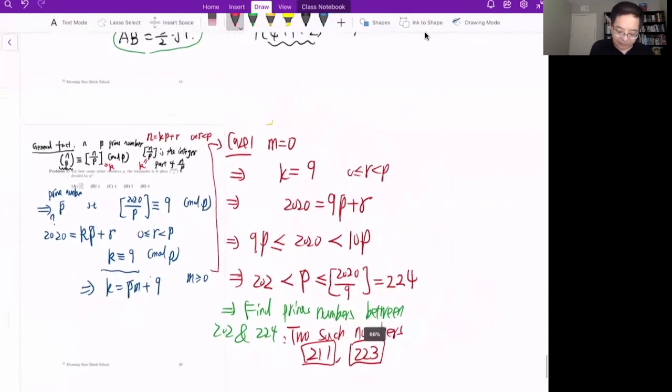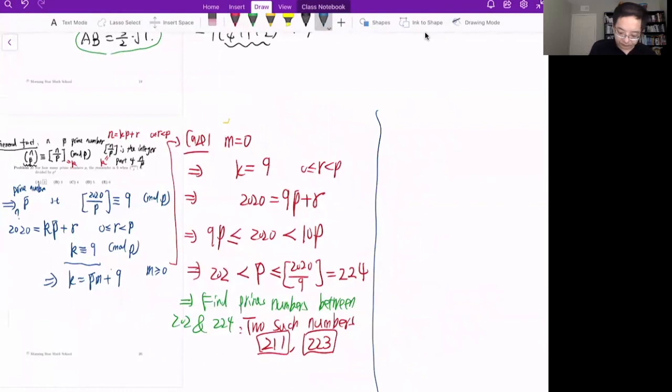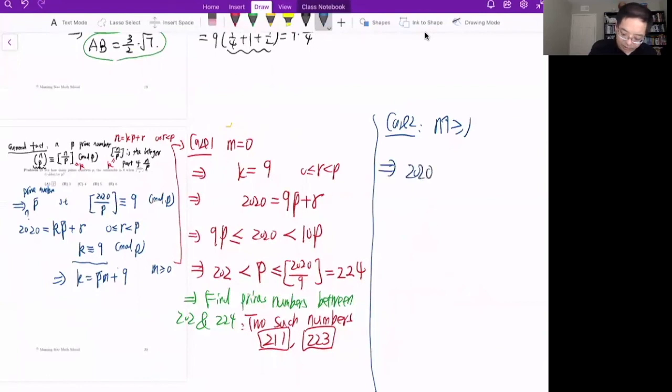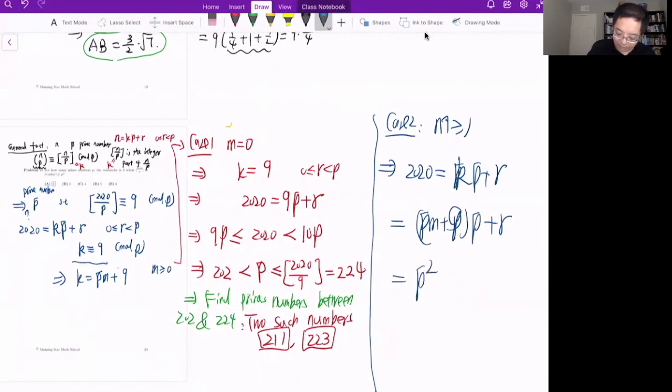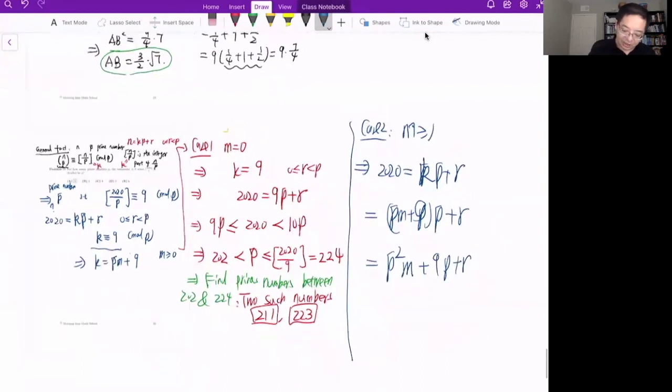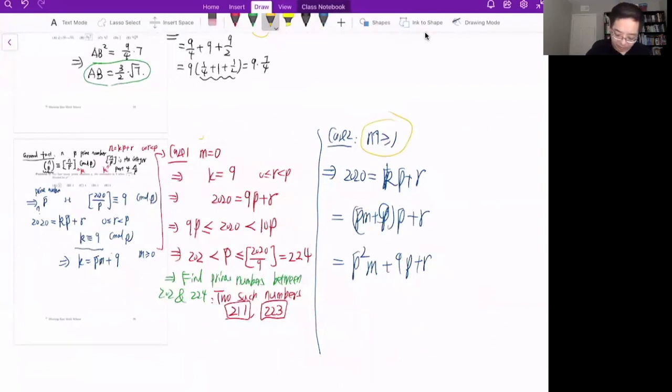Now, let's look at case 2. Case 2 is when n is bigger than or equal to 1. Let me write one more step. 2020 equals kp plus r, which equals p times (pn plus 9) plus r. So we have p squared times n plus 9p plus r. In particular, because n is at least 1, 2020 is bigger than p squared. So this implies p has to be less than 50, using a relaxed bound.